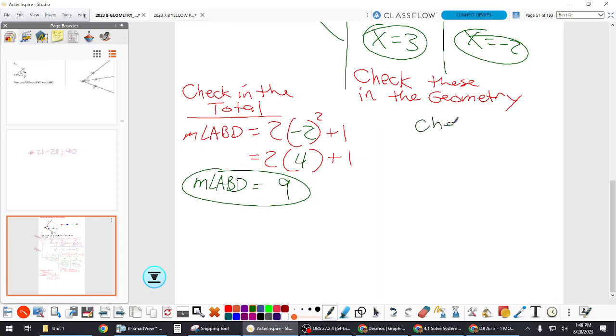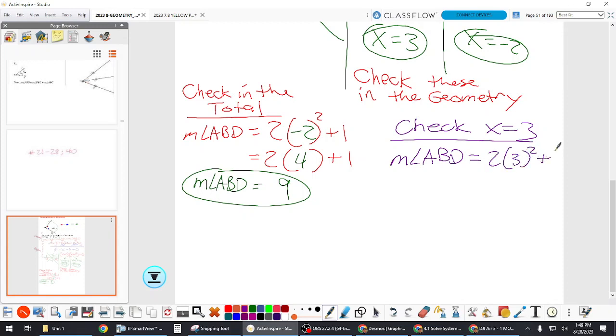Okay, so let's check 3. Let's do purple maybe, I don't know. So check x equals 3. So 2 times 3 squared plus 1. Okay, what is 3 squared? 9 times 2 plus 1. Is there anything inherently wrong with that? Okay, so far so good, right? Now let's go check a piece.